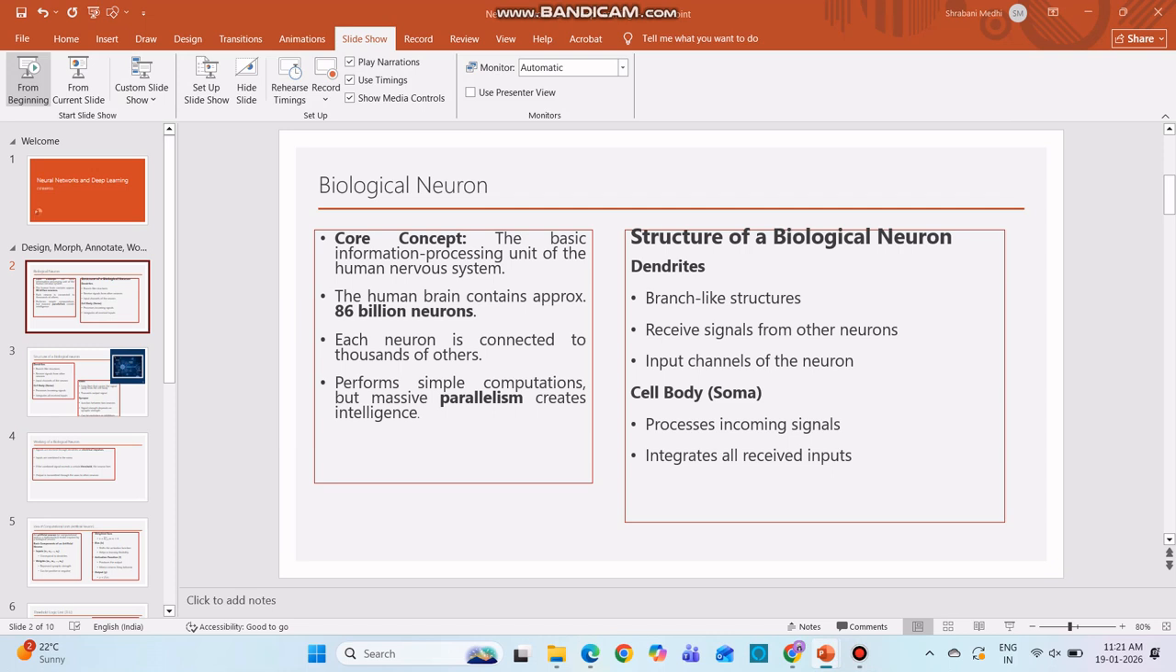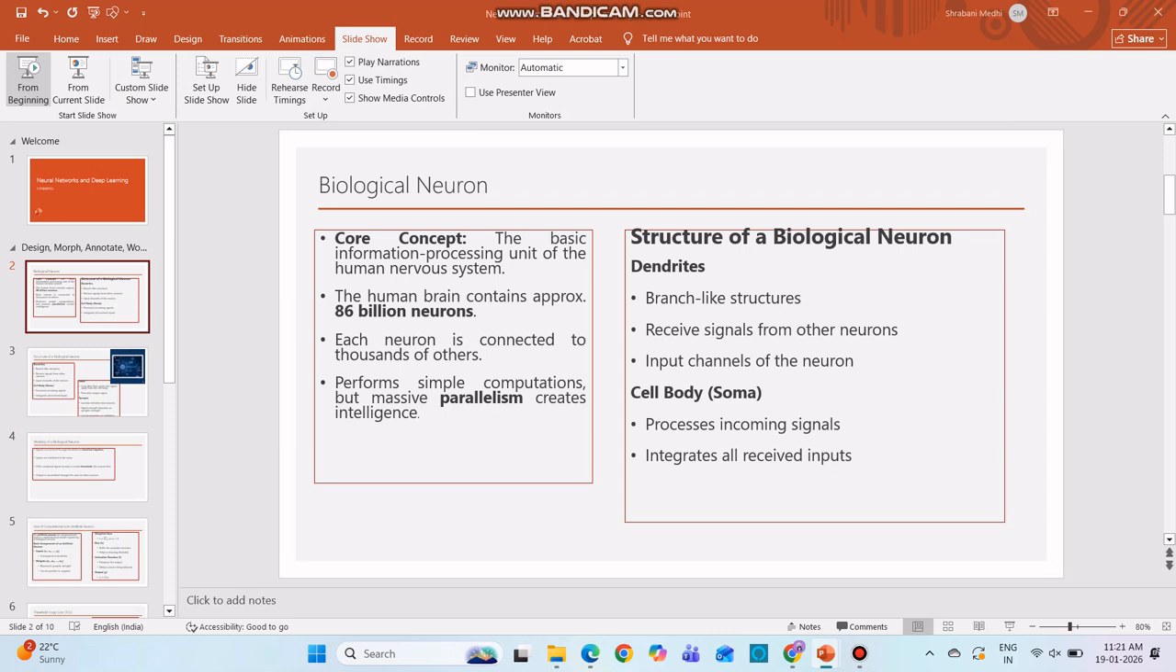Our human brain contains approximately 86 billion neurons, and each neuron is connected to thousands of others. Each performs simple computations based on the senses and everything, but massive parallelism is present, and it creates highly intelligent human beings, right? Parallel working is present, and that creates the intelligence.